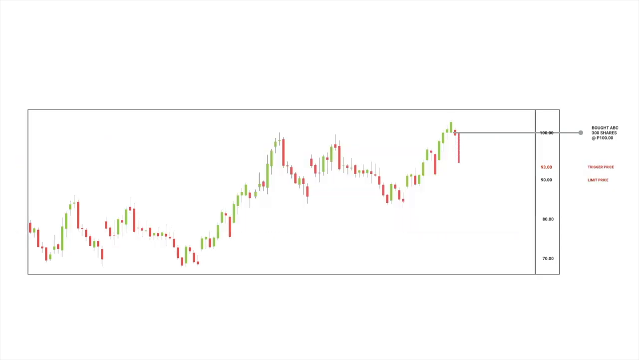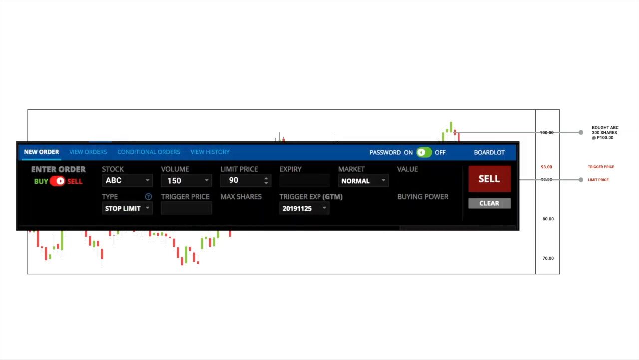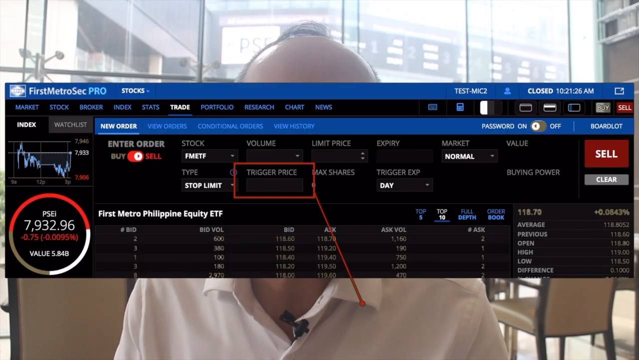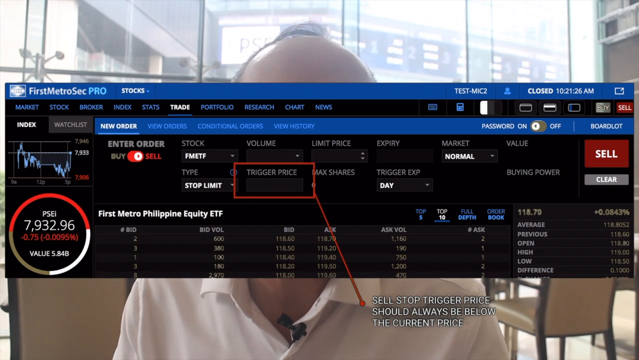When the stock drops to 93, I will sell down to 90 and hope to get done at a higher price. I will keep this order on for 1 month, or GTM. Note that the sell stop trigger price should always be set below the current price.